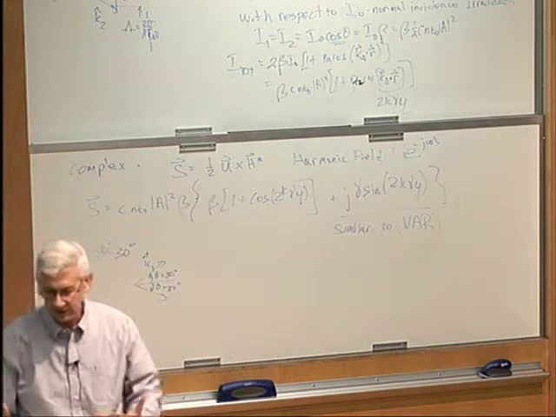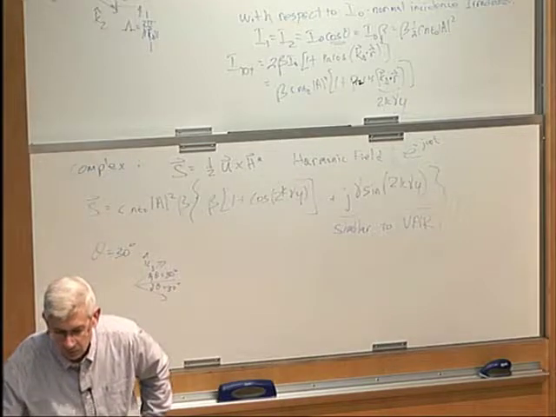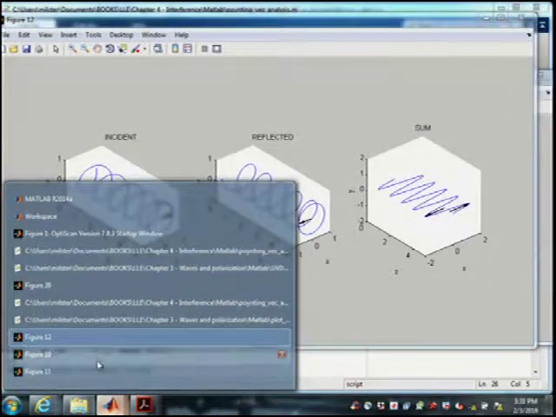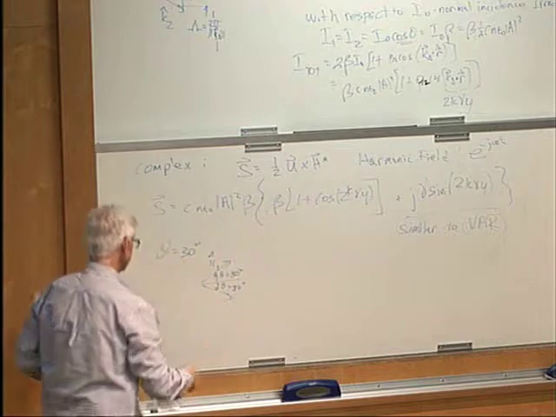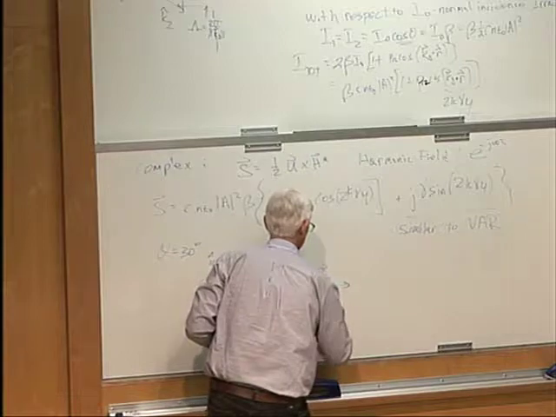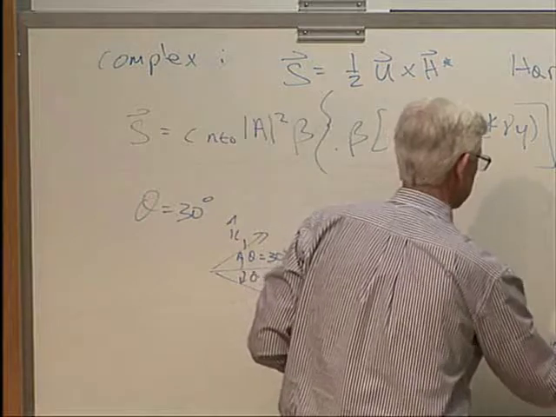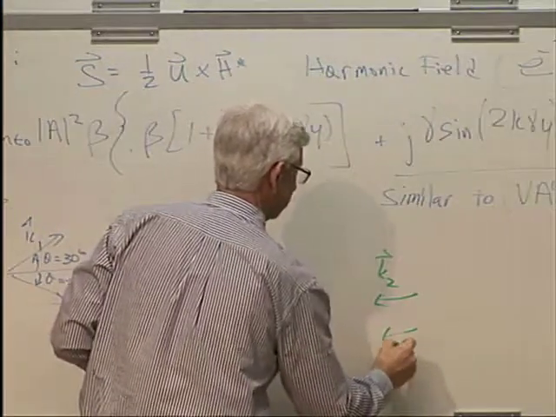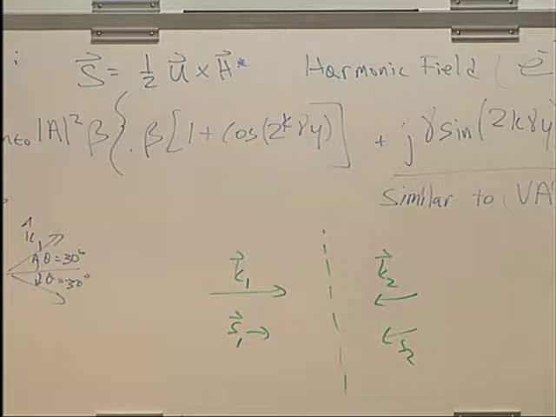Now, what about the case that we talked about right at the beginning of class, where we have two waves going in opposite directions? Two linear polarizations in opposite directions. So let's just draw that one on the board real quick. If my K1 is this way, then S1 of that vector would go that way. And if K2 is in this direction, then S2 is in this direction. So how about power flow across that surface, some arbitrary surface there?